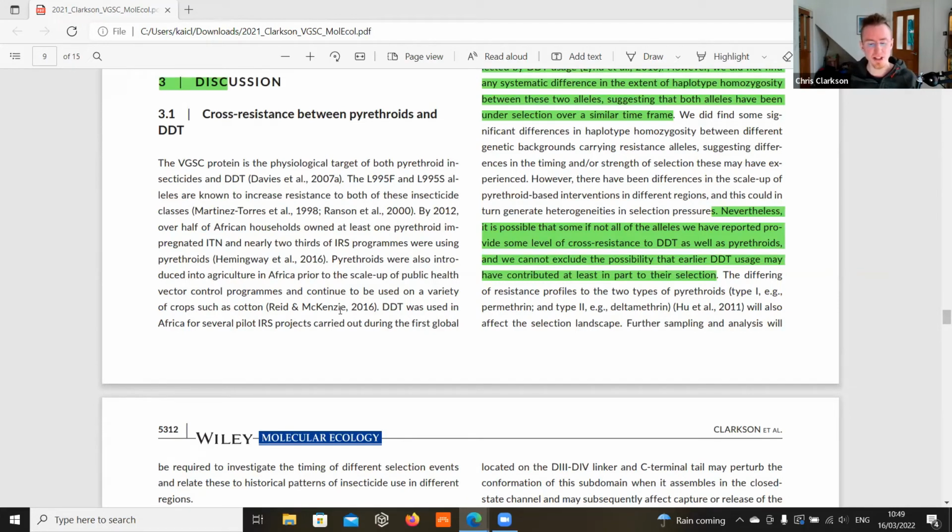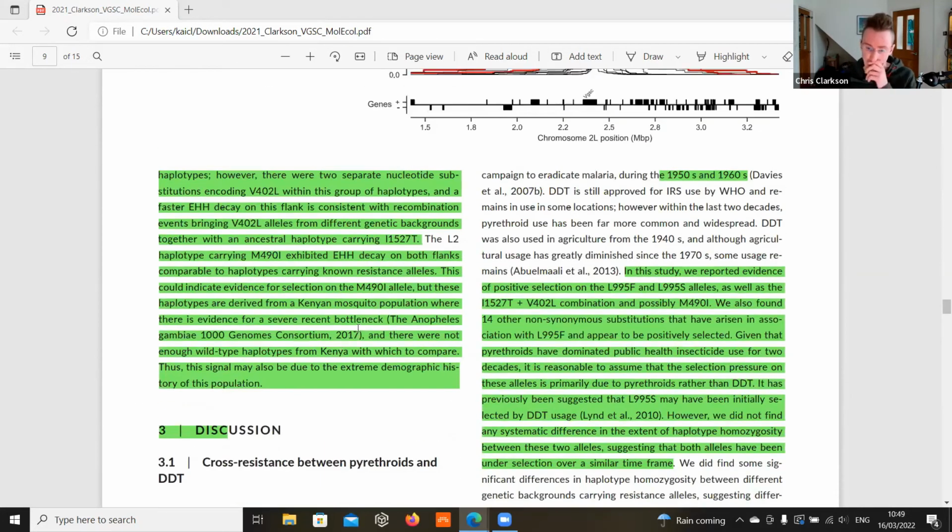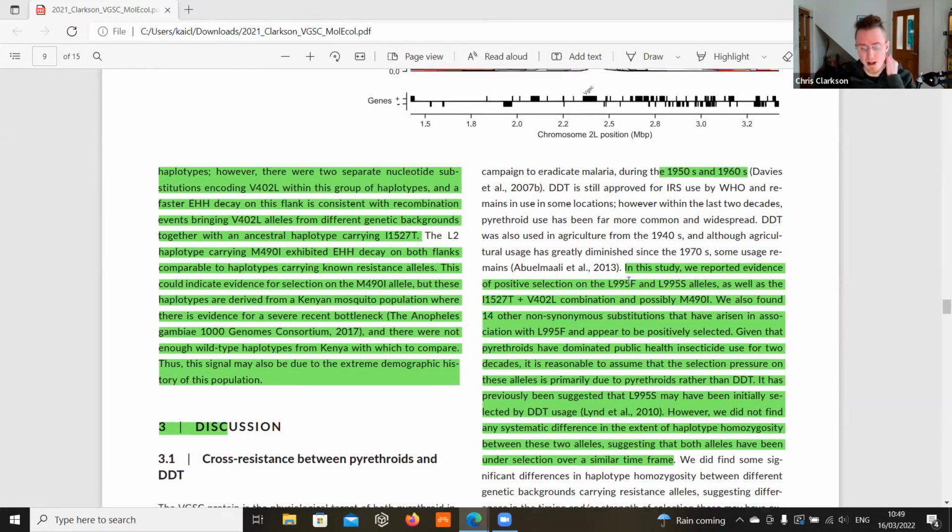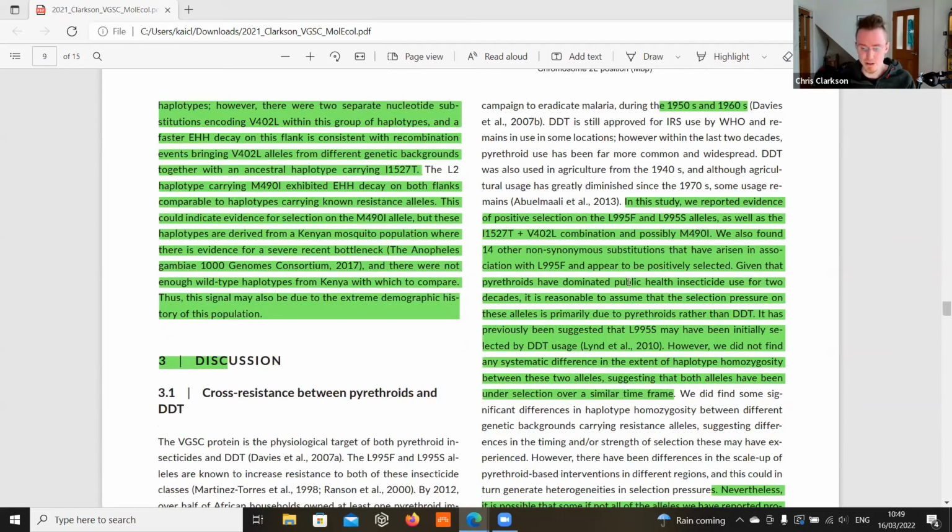So some people have suggested that these mutations might have been caused by DDT, and are being maintained by pyrethroid use, because DDT was used in Africa in the 1950s and 60s to eradicate malaria. It was actually used agriculturally before that, so it's been used for a long time. But it hasn't really been used in a big way since then. Whereas pyrethroids are being used all the time, and all the bed nets are pyrethroid impregnated.